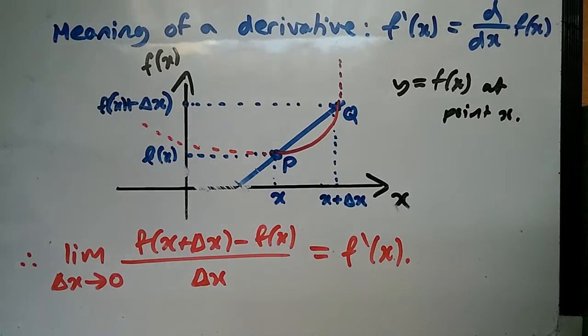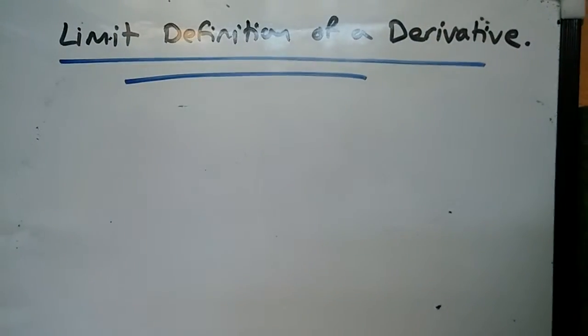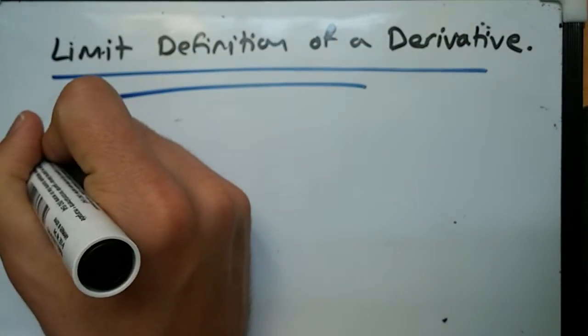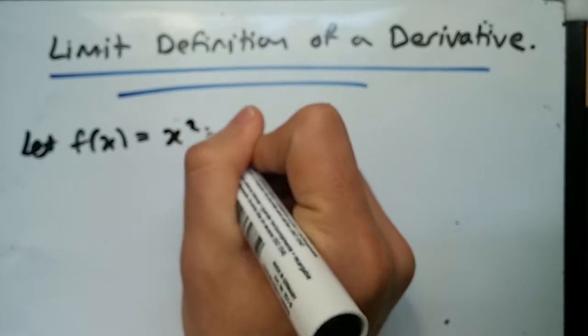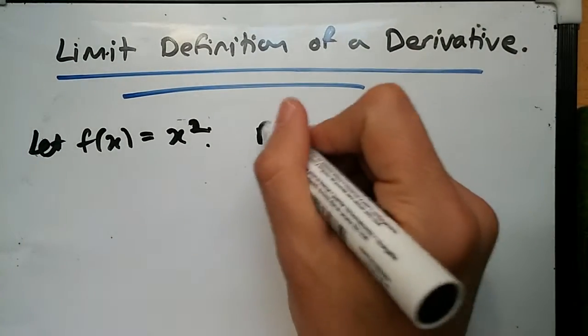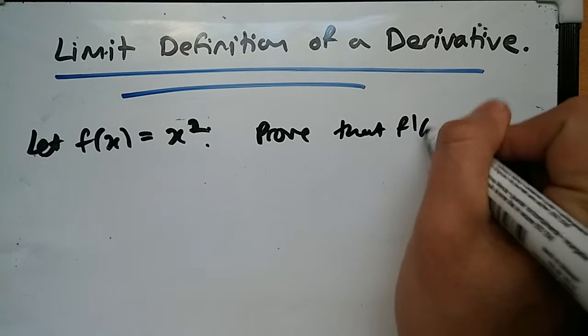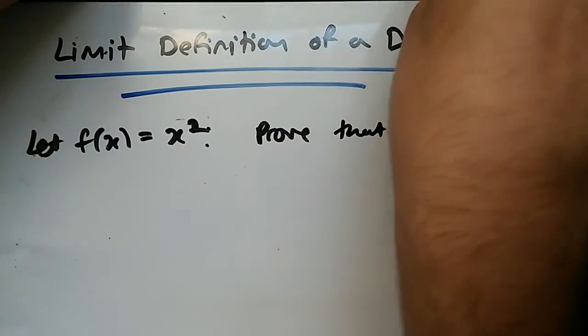Now let's use an actual example to see how this definition works. So guys, good that you followed me up to this point. Let's try an actual example of the limit definition of a derivative. Suppose we have something we know how to differentiate: let f(x) equal x squared. We want to prove, using the definition of the limit, that the derivative equals 2x, since we can obviously see it is.